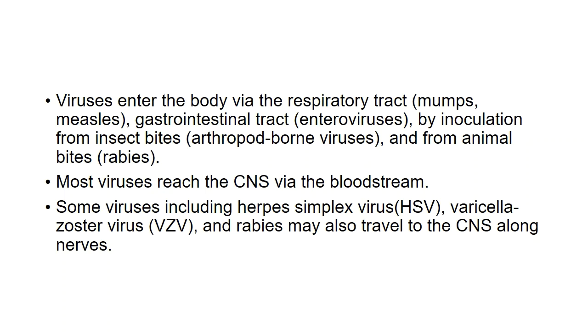So viruses enter the body via the respiratory system, particularly the mumps and measles viruses, or via the gastrointestinal tract like the enteroviruses, or for that matter by the inoculation of insect bites like the arthropod viruses, or from animal bites like the rabies virus. Most viruses reach the CNS via the bloodstream. Some viruses, including the herpes simplex virus, varicella zoster virus, and rabies virus, may also travel to the CNS along the nerves.